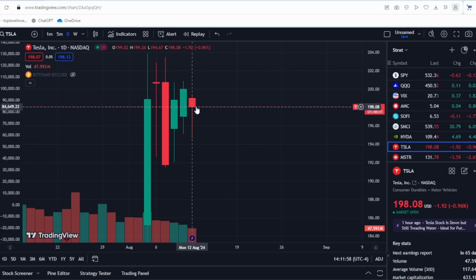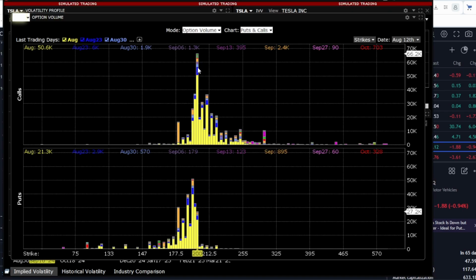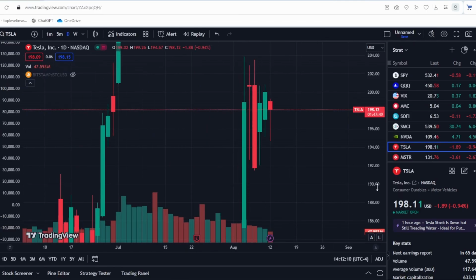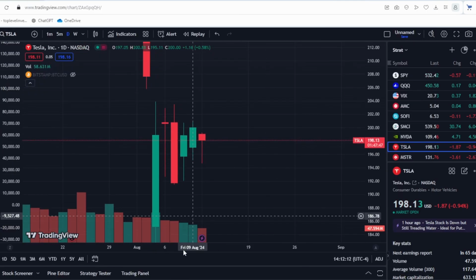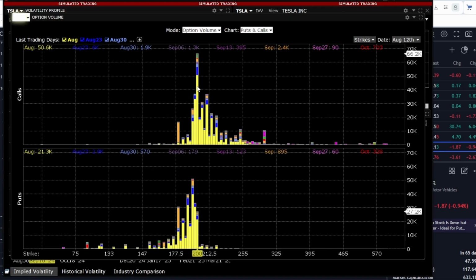And now we find ourselves in a kind of a vise where call options don't allow the stock to move above $200, while put options don't allow it to move below $195. The stock seems to be stuck in this range, but I want to point out that sooner or later, the pendulum has to swing in one direction or the other. It can't be otherwise.